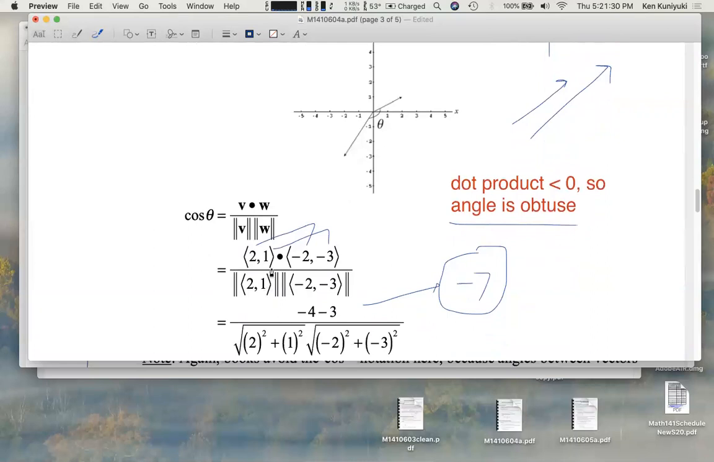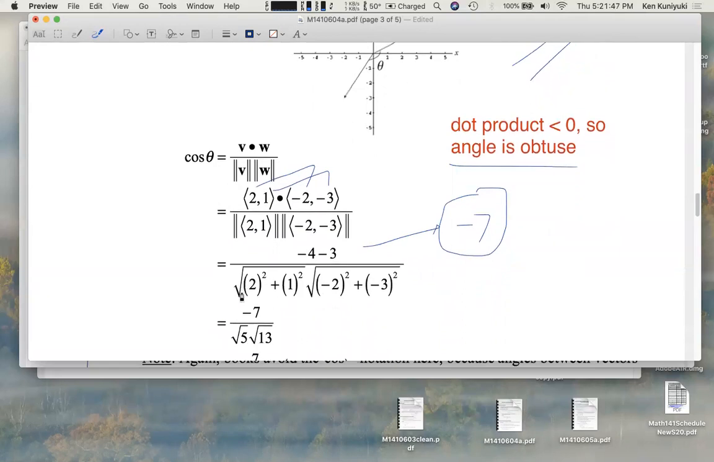Okay, these lengths, remember, it's Pythagorean. The square root of 2 squared plus 1 squared, times the square root of the square of -2. Remember, squares are never negative. The square of -2 is +4. Put the grouping symbols here. Plus the square of -3. This here is root 5. This here is root 13.